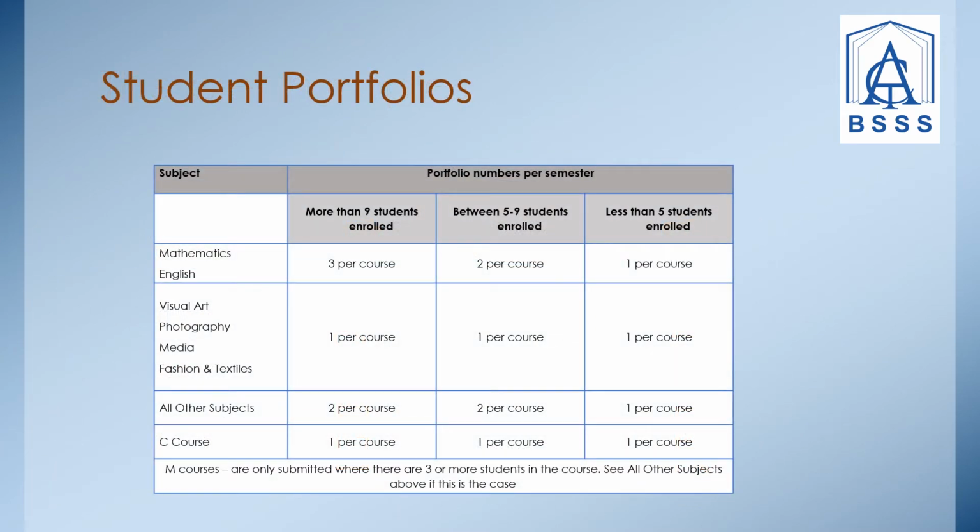The number of folders required for each subject is listed on this table, which can be found in the Moderation Requirements memo. English and Maths courses which have more than 9 students enrolled require 3 student portfolios representing an A, a B, and a C grade. For other subjects with more than 9 students enrolled, you will need 2 folders representing an A and a C. Visual art, photography, media, fashion and textiles, and C courses only require 1 portfolio representing an A grade.